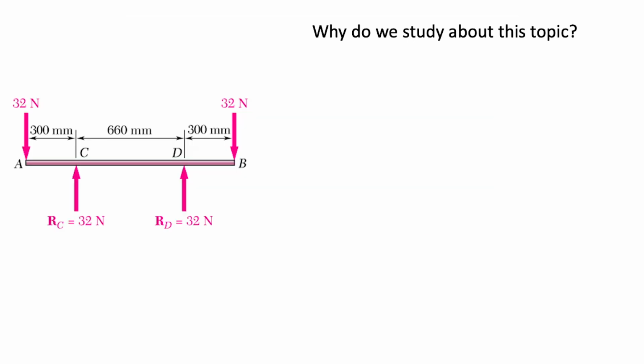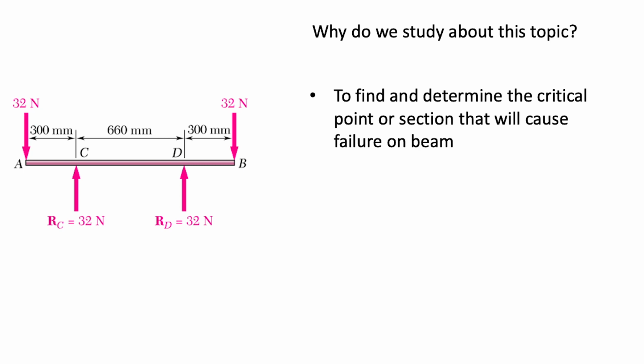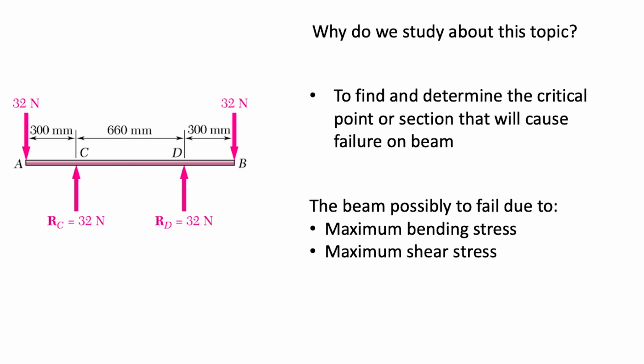Then, why do we need to study this topic? Why do we need to find the reaction loads at supports? This is because we want to find and determine the critical point or section that will possibly cause failure of the beam. The beam can possibly fail due to two types of stresses, which are maximum bending stress and maximum shear stress. If these stresses in the beam are greater than the strength of the beam, then the beam will fail.